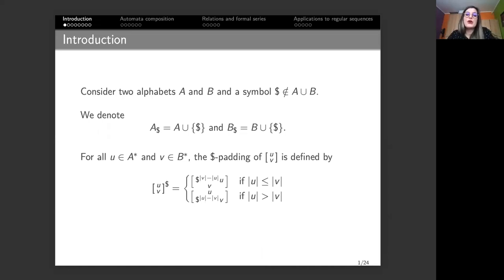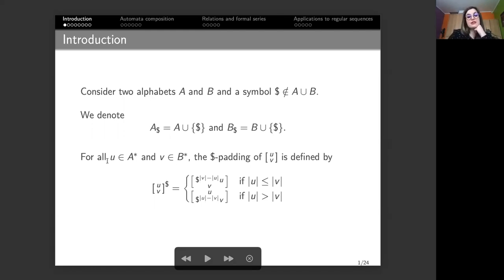All along my presentation, A and B will be two alphabets, and I will consider a symbol $ not belonging to A nor to B. This $ will be used as the padding symbol. I will denote by A_$ the alphabet A where I add the symbol $ itself. The $ symbol means that I will pad the pair of words with the $.